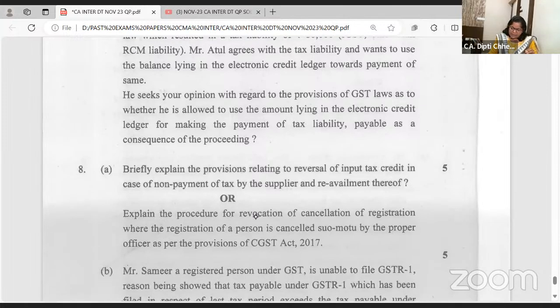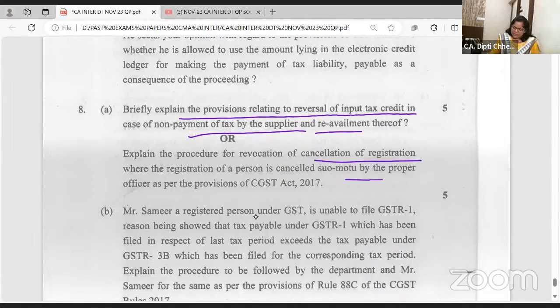Now see how simple this was. Explain the provisions of reversal of the ITC for non-payment of the tax by supplier. And again, if you don't pay within 180 days to the supplier, it will be reversed. Again, when you pay, you can take the credit. So like this simple registration. Just write these theories in points and you can score super duper well, right?